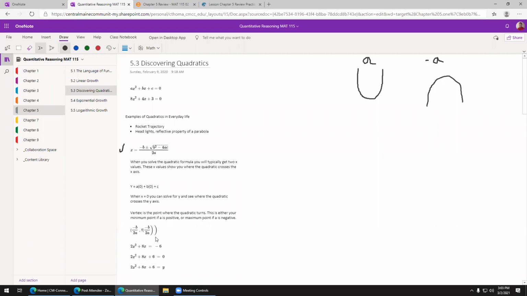So very similar to a line where I had y equals mx plus b, and b was the y-intercept, where the line crossed the y-axis. These values are where the parabola crosses the x-axis. And you're almost always going to get two answers. There is a chance to only get one, but that is a very special case. So typically, just realize you're going to get two answers for x. And when you do that, they are going to give you 2 points.